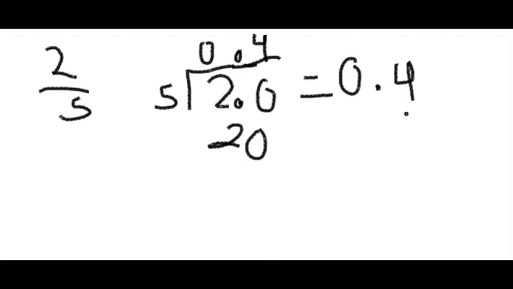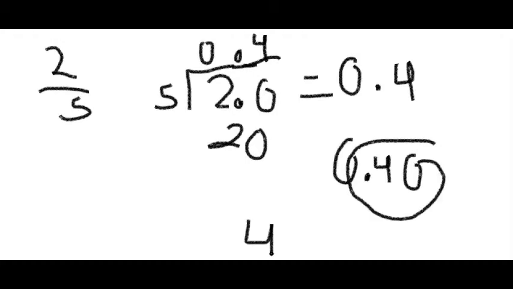Now if I were to ask you to write this as a percent, 0.4 or 0.40, right? 0.40 becomes 40%, because all you're doing is moving the decimal 2 places to get 40%. Let's do another one. I'll do 78 with you.